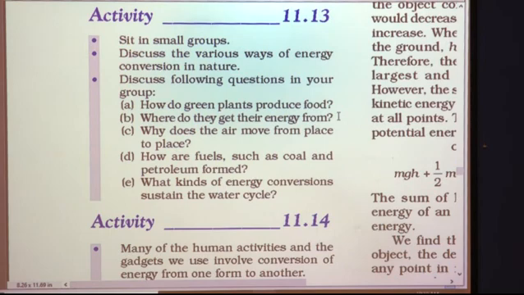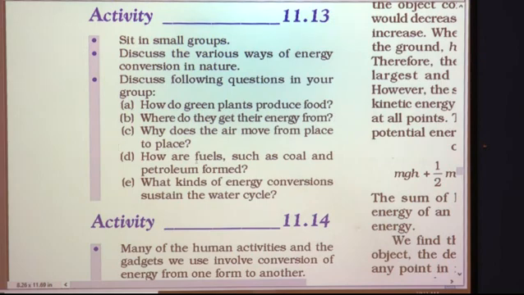Photosynthesis takes place only during the daytime, as you have already learnt about it. And why does it take place only during the daytime? Because only during the daytime the sun is present. So, solar energy is available only during the daytime.